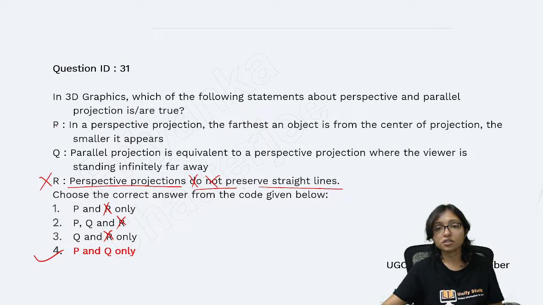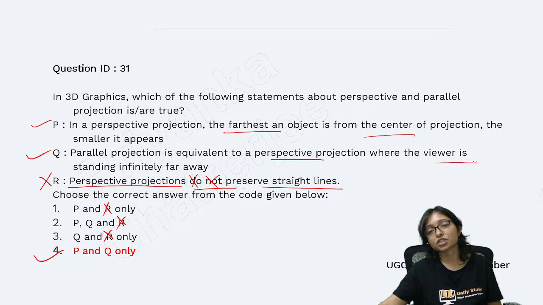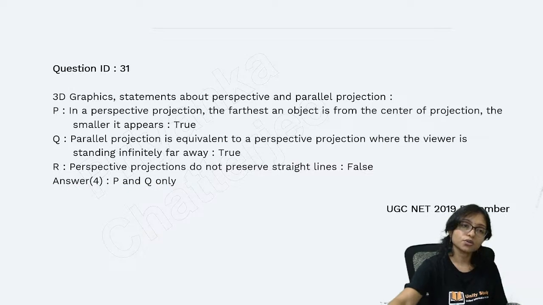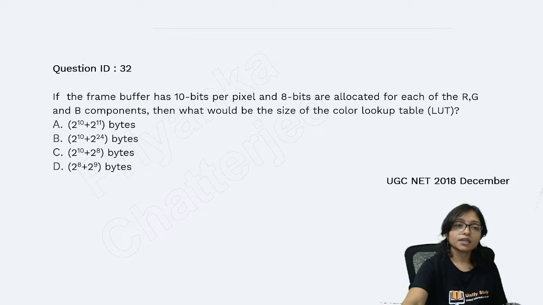And you can write down this statement in your notebook: perspective projection depends on the furthest object. Here distance is the factor. When you are far, the object will be smaller, near it will be bigger. And the parallel projection is equivalent to the perspective projection where the viewpoint is infinitely far away. Write this statement down too, because next time a question can come from this statement. Okay, so write it down in your notebook.